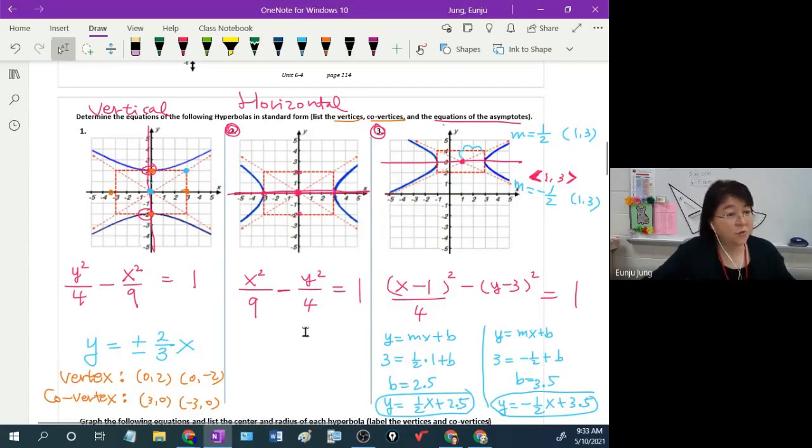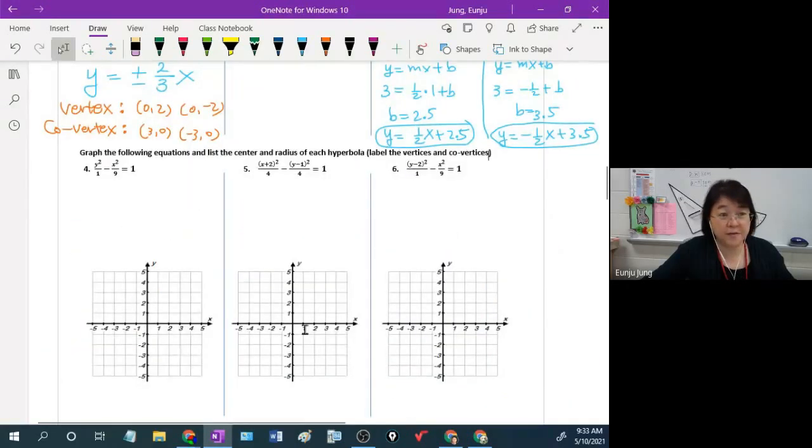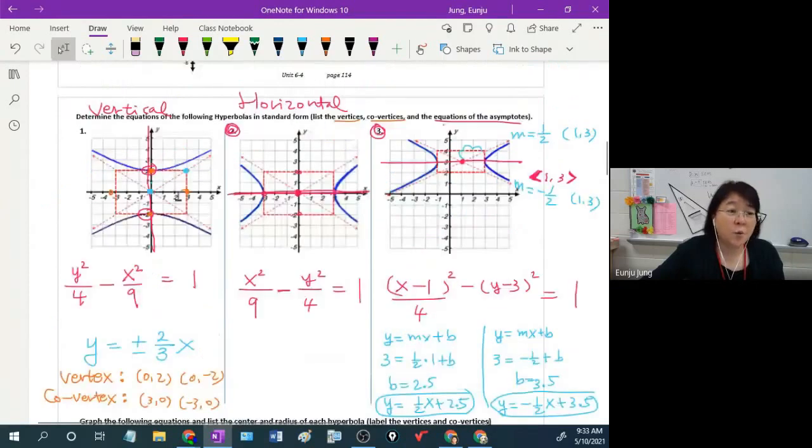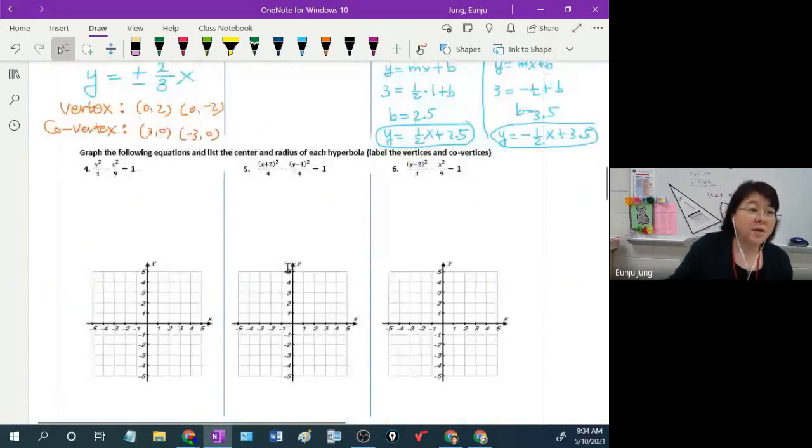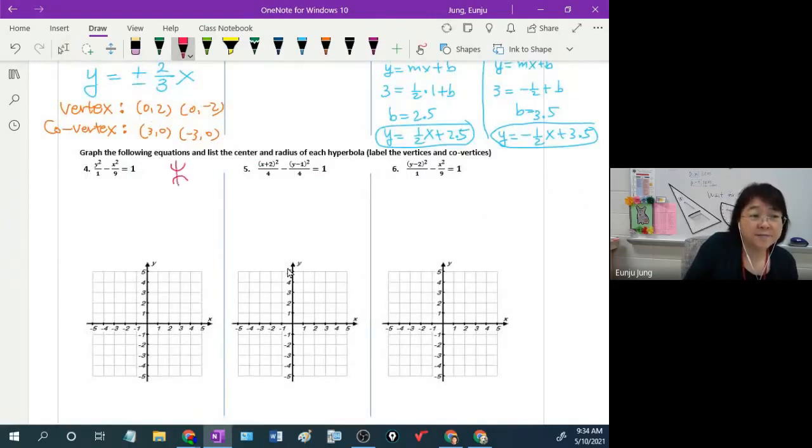Next question, can we graph it? Yeah, right, we can graph it. So before we start graphing, let's think about which form we have. This is starting with the x squared. It looks like x, isn't it? Okay, x looking, and you start with x squared, okay? And the other one, you start with y squared. That's easy to remember, right?